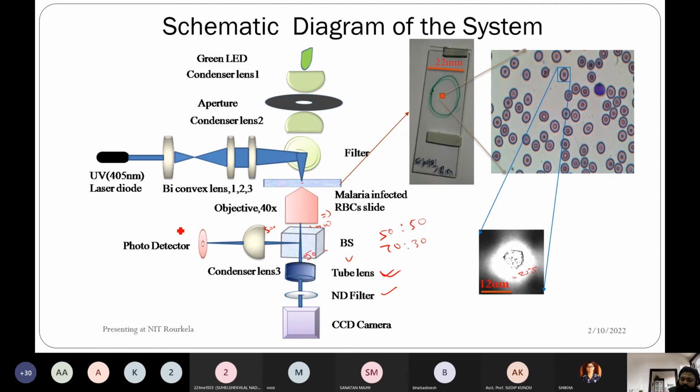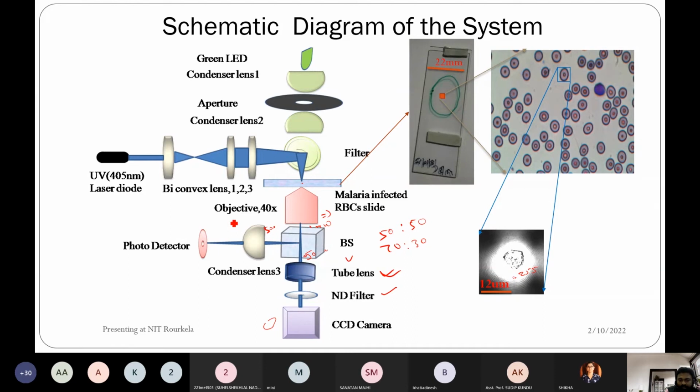But how do I know the single cell and its absorption I am able to measure? For that I need a microscope also. So I combined these two into one system so that you can see the same cell and its morphological features on the camera, and I can see the change of intensity taking place in the photodetectors. That is the idea of how I developed this system.